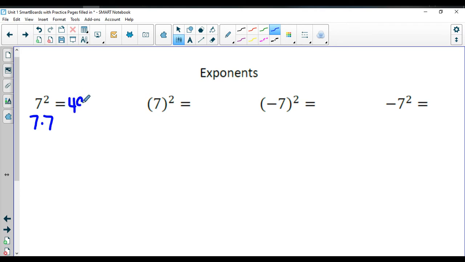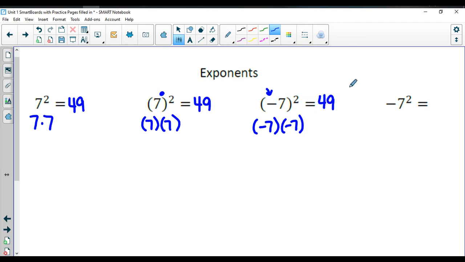That gives you 49. Notice this 7 is in parentheses and it's squared. So that means write what you have 2 times. Still 7 times 7, which is still just 49. Notice that this one is a little bit different than this one because this one has a negative 7 in parentheses. So we're squaring this, so we're going to write it 2 times. Negative 7 times negative 7 with your integer rules is a positive 49. Okay, same answer so far.